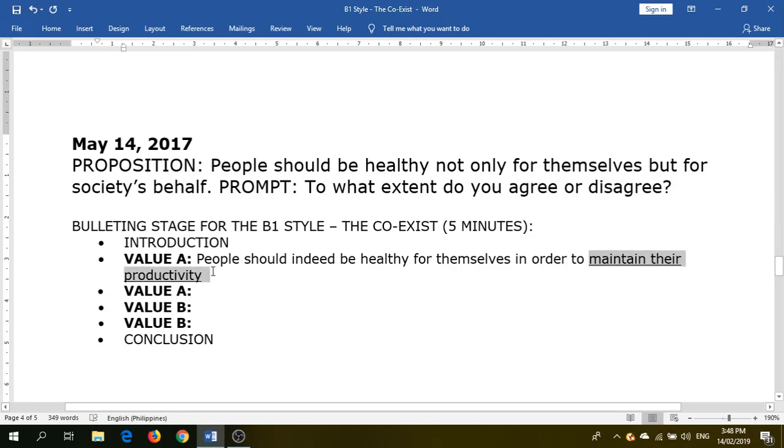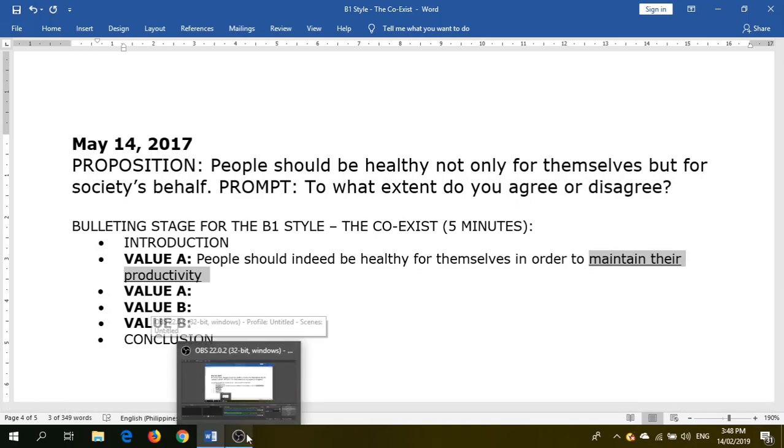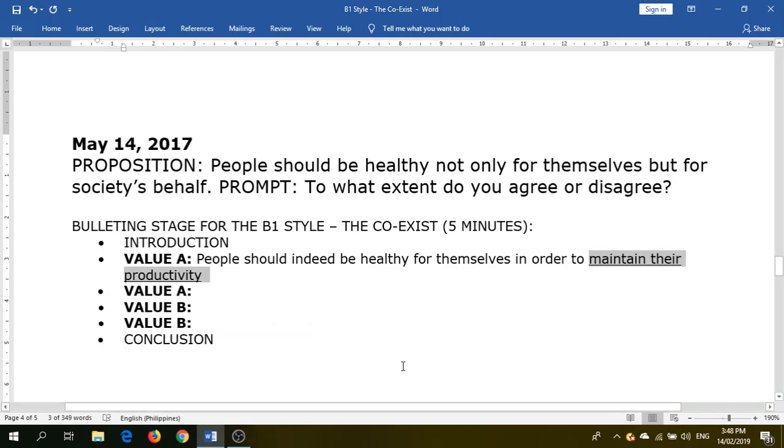And so maybe you can just expound in the writing stage by saying that if people are healthy, then they can actually perform their responsibilities at work, and they can earn money, and they'll be able to continue to contribute to the organization, etc.